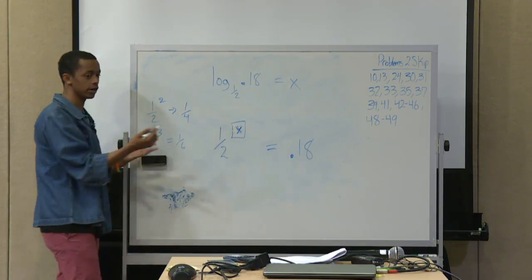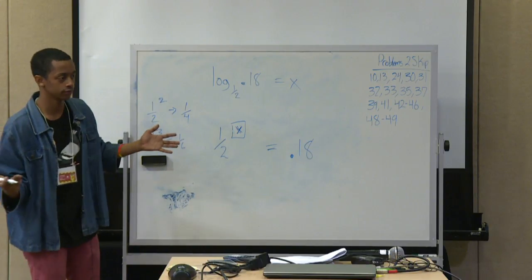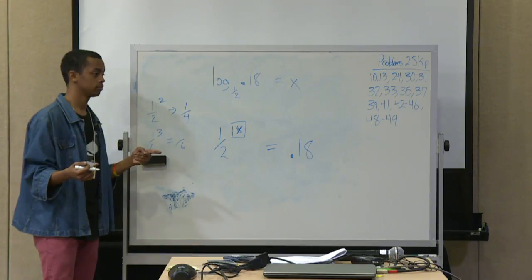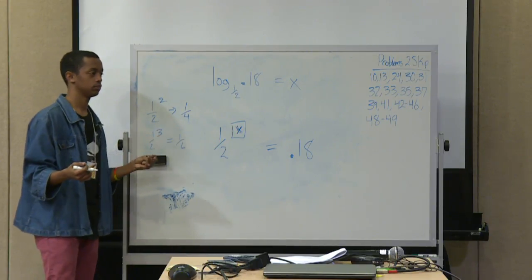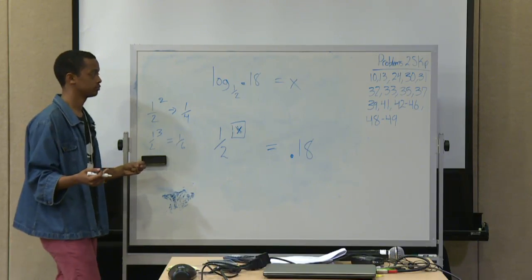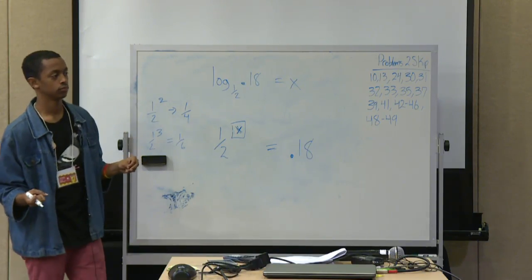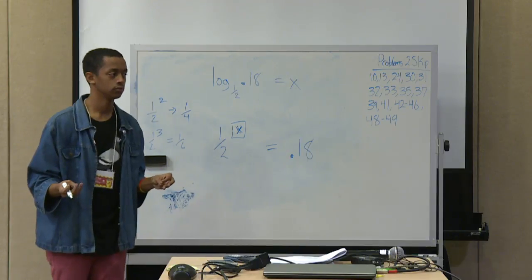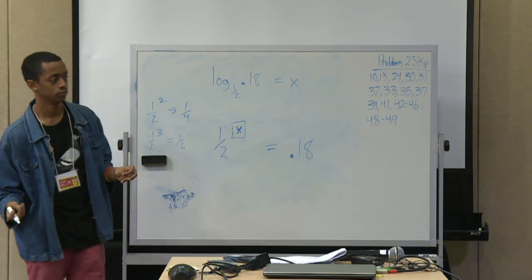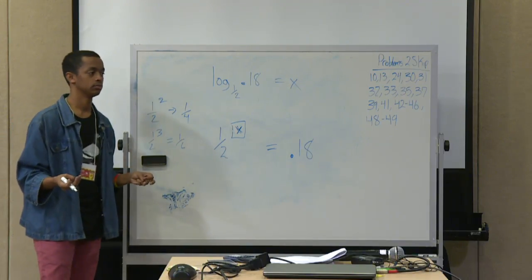So you could guess your exponent would be something like 2.5. What you do if you can't do it on a calculator is take log of 0.18 and log of 0.5, and then divide log 0.18 by log 0.5, and it gives you the answer. That's the change of base.